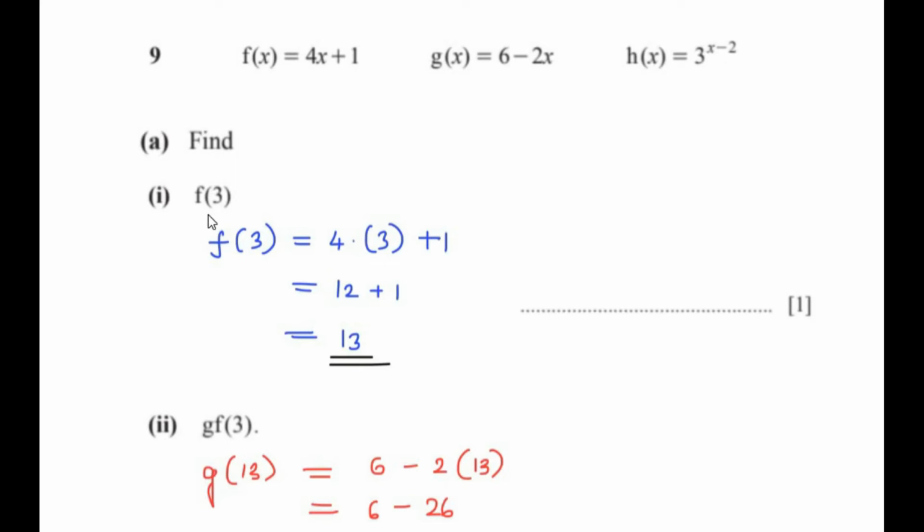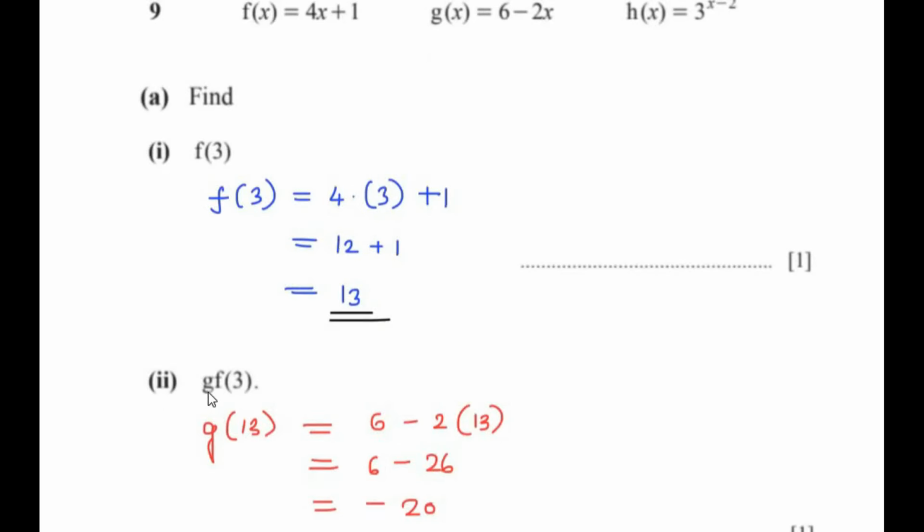We have to find out f of 3, which means we need to make use of the function f of x. Now in place of x, they have given the value 3. So we are going to replace all the x values by 3. So f of 3 is equal to, now this is 4 times x, so it becomes 4 times 3 plus 1. So 4 times 3 is 12 and 12 plus 1 becomes 13. So the value of f of 3 is 13.